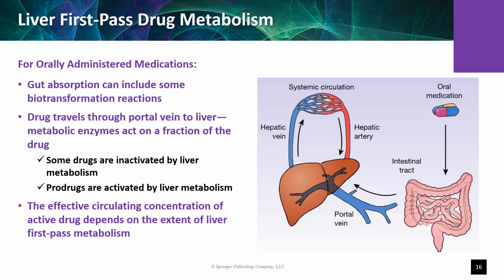Ultimately, the first pass effect can reduce the amount of active drug available to the body for pharmacologic action and delay the onset of the drug effect. Drugs administered through the IV route do not undergo absorption through the GI tract and will not undergo the first pass effect, thus leading to higher levels of the active drug and higher bioavailability.